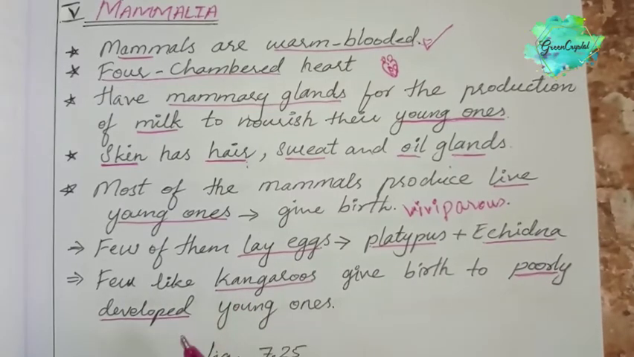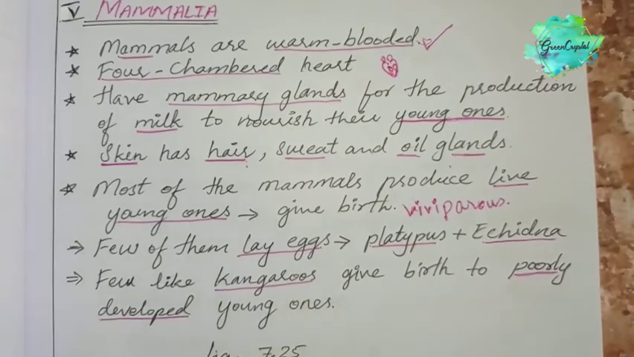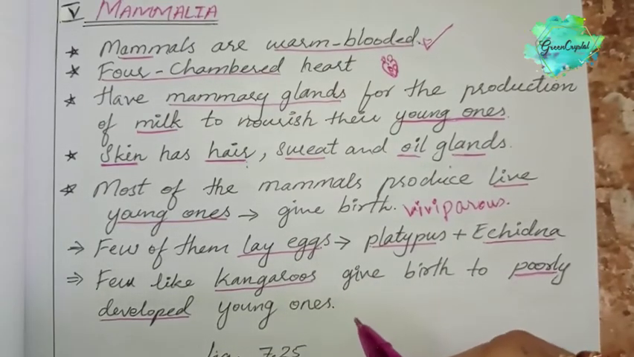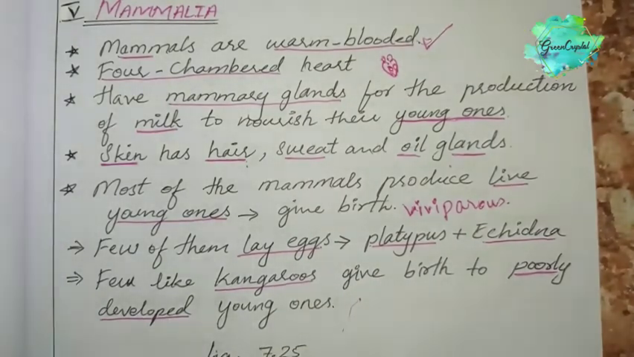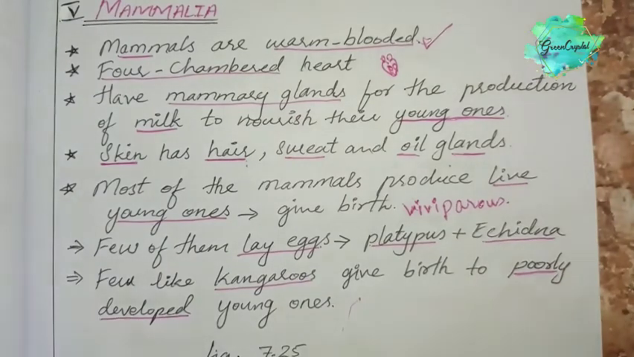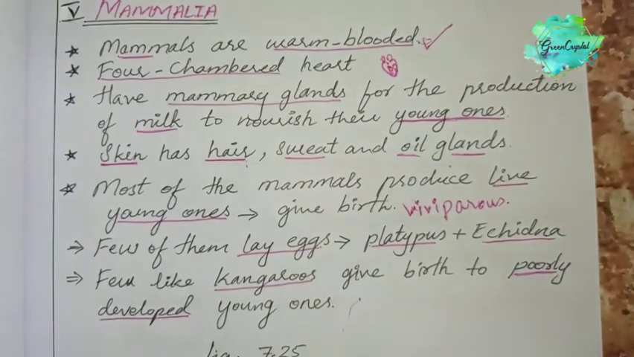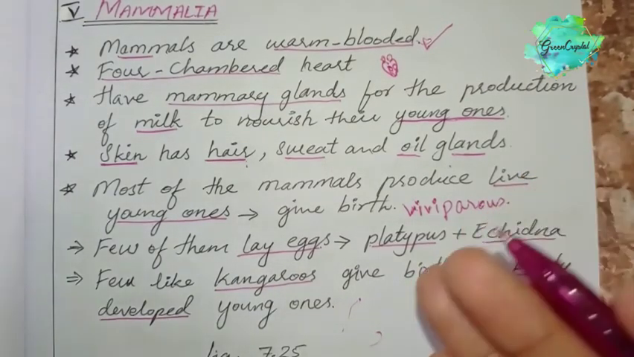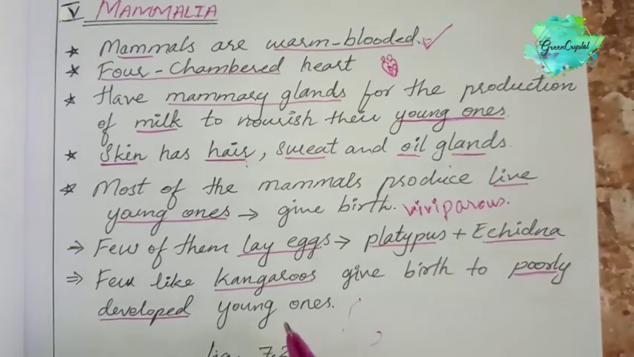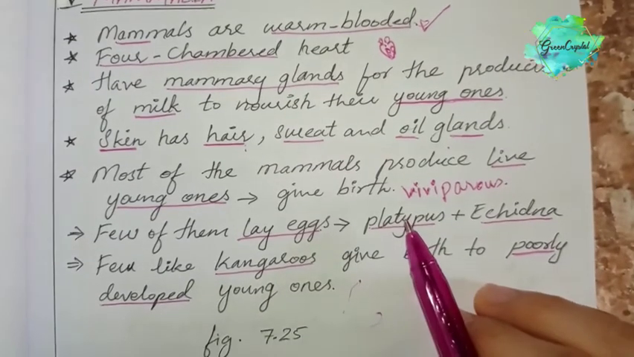So these kangaroos have to keep their babies in a bag near their stomach. Just have a look over the figure. Kangaroos have a pouch-like thing below their stomach, and in this pouch they keep their baby for a long time because it is poorly developed. Okay, so let's move to the diagram.